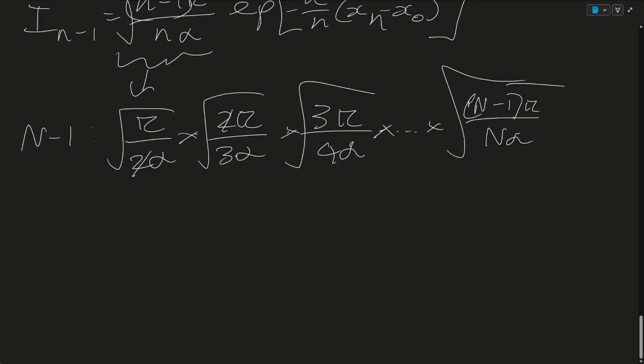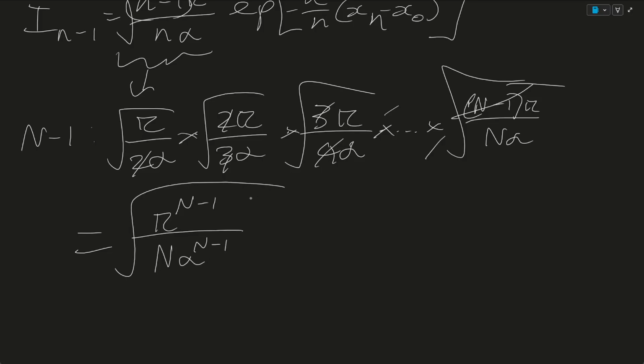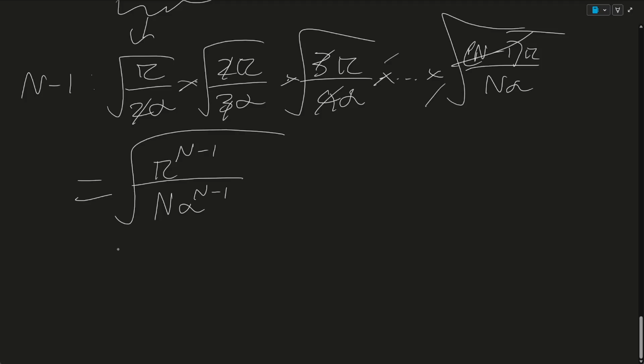And, no, I'm not supposed to cancel those out. That cancels, that cancels, that cancels, blah, blah, blah. And then that would cancel. So it would just leave pi to the n minus 1 over n alpha to the n minus 1. Roots. Yes.